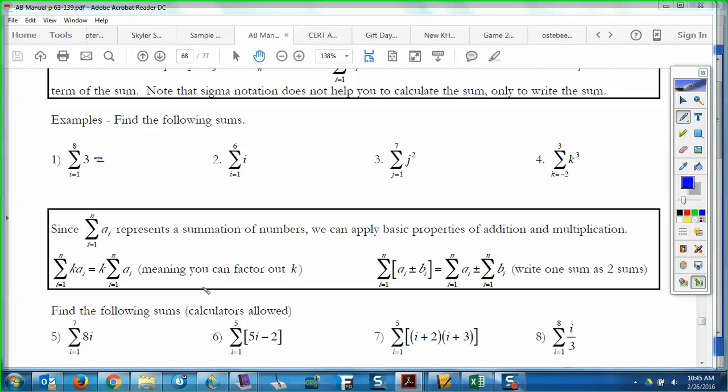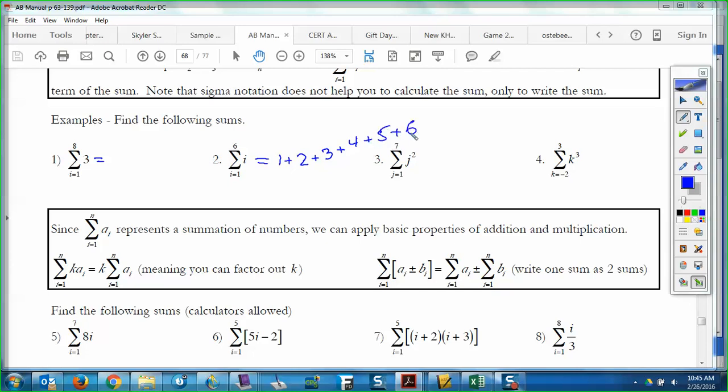Well, here'd be an easier one. Let's actually do 2 first. Sigma i, with i going from 1 to 6. And we want to take a crack at what they're asking you to do there. All the terms added, 1 to 6, equal i. So what would be the terms? 1 plus 2 plus 3 plus 4 plus 5 plus 6.